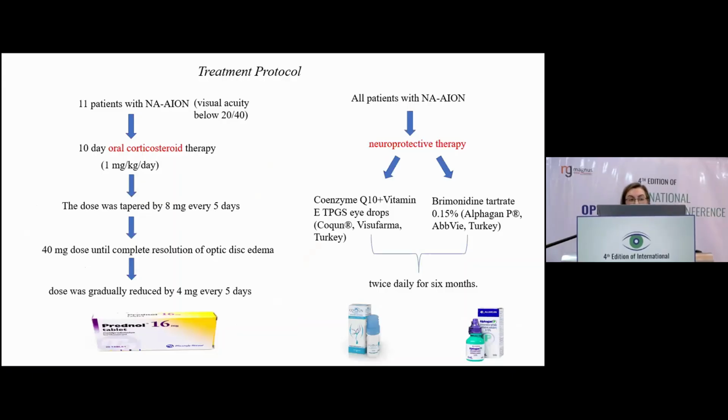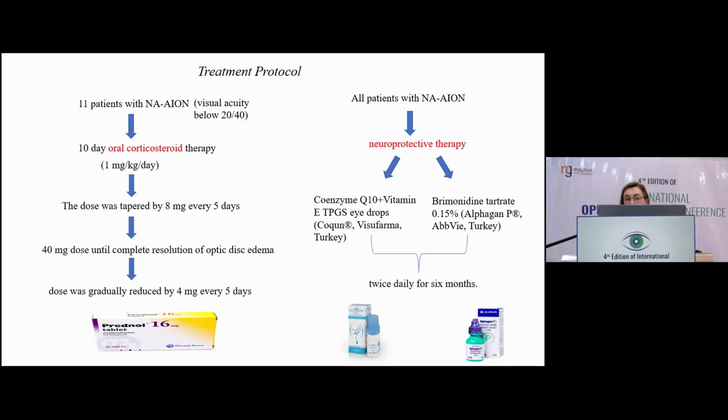Also, 11 of our patients with NAION, that is with visual acuity below 20/40, started 10-day oral corticosteroid therapy, 1 mg/kg per day. And this dose was reduced by 8 milligrams every 5 days until reaching 40 milligrams. After this, that 40 milligram dose was gradually reduced by 4 milligrams every 5 days.